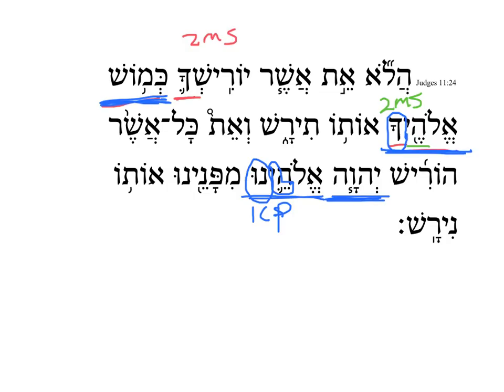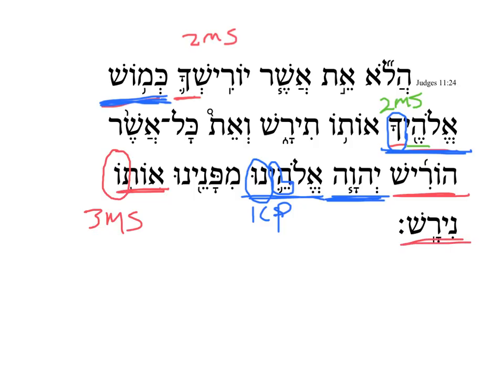And there's just a couple of others. This is a definite direct object marker here, et. But when we put on a third person masculine singular pronominal suffix, it changes to oto. That's its normal form there. And so this is it. It's used of the neuter to refer to that which the Lord is giving them to possess.